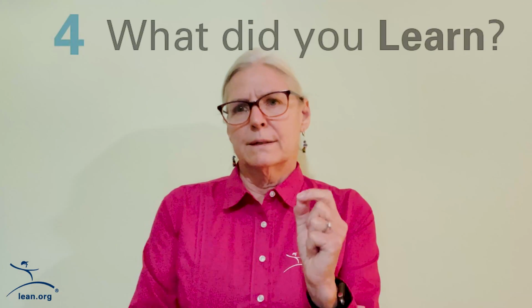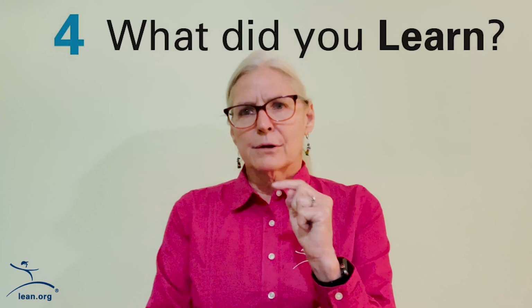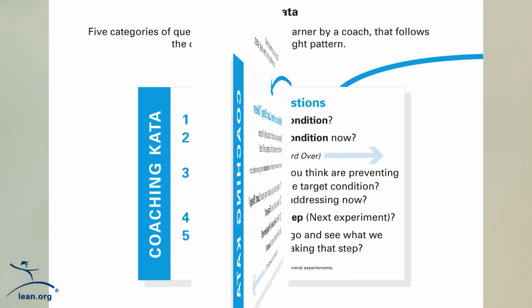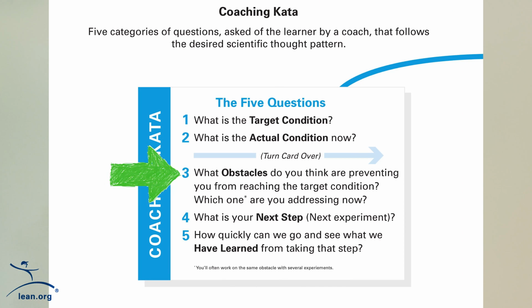And then the coach asks, what did you expect to happen and to learn from taking that step? The next question, what actually happened? And the coach is listening to the learner's observational skills and checking for facts and data. And then the coach asks the most important question on the coaching card, what did you learn? And then the learner talks about their learning, explains, I found another obstacle, or I affirmed my hypothesis, so I've changed my current condition. The coach then flips the card over and asks, what obstacles do you think are preventing you from reaching the target condition?